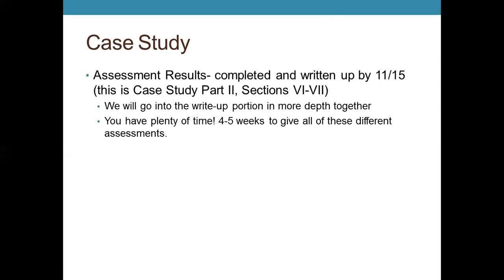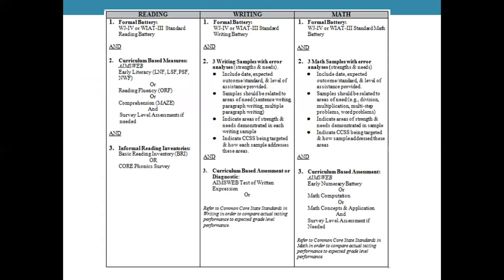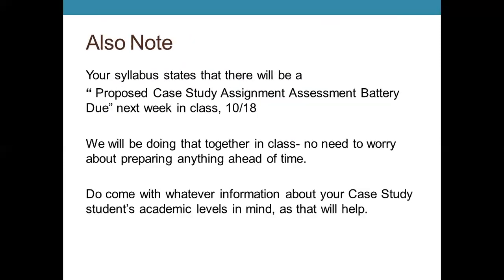The Wyatt or the WJ alone is going to take 1 to 2 hours. The CBMs take several minutes, and then the work samples you can just pull from work they've already done. So you should have plenty of time. I don't want anyone to start feeling anxious or panicky about it. I just wanted to preview it for you now so that you can start thinking about what's going to make the most sense and start identifying times and places to get some of this assessment data. What I already mentioned is that in your syllabus, you're going to see that it states proposed case study assignment assessment battery due next week.